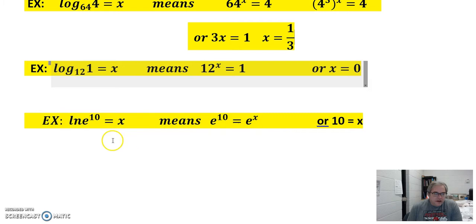Here's an example. I haven't done this in class. ln e to the 10 equals x. Well, this is log base e of e to the 10. The ln and the e are going to invert each other off, and I'm going to be left with 10. e to the x equals e to the 10. The only way that can be true is if 10 is equal to x. There's different ways of thinking about it, but I like to think exponentially.